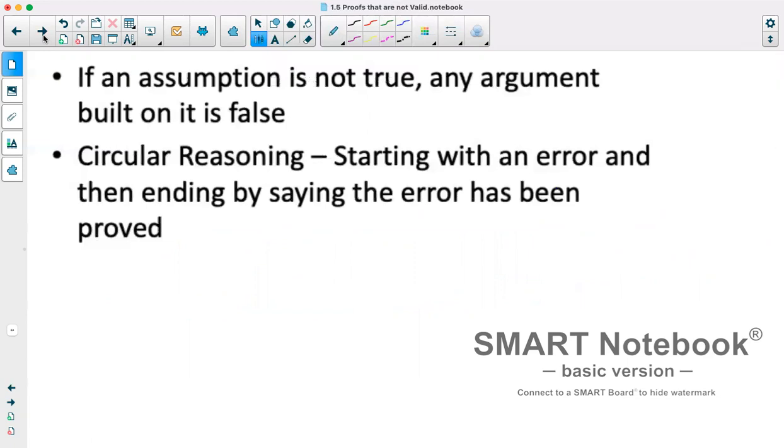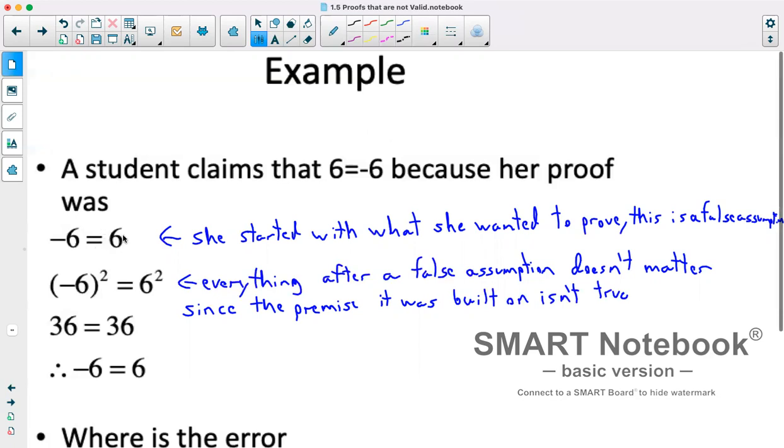So if an assumption is not true, any argument built on it is false. And in this case, the example we had is essentially circular reasoning. We start with an error, and end with claiming we've proven it.